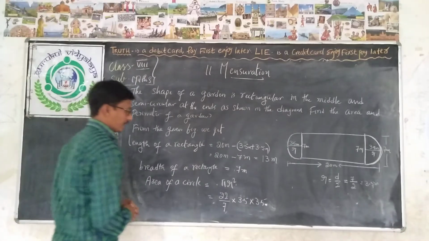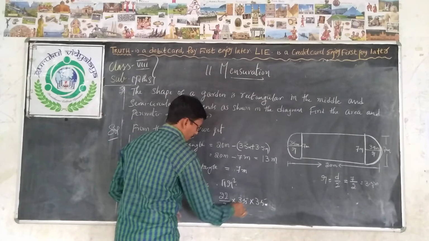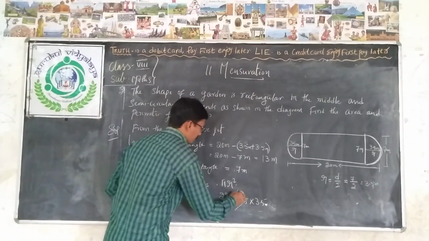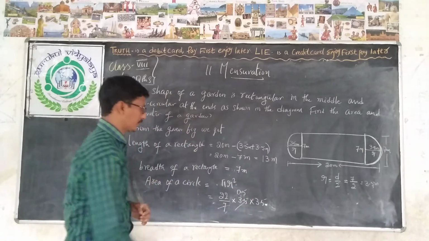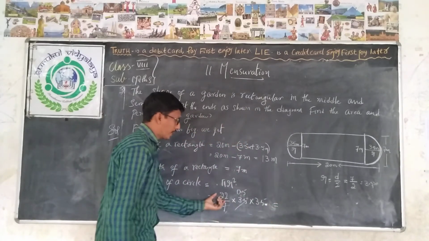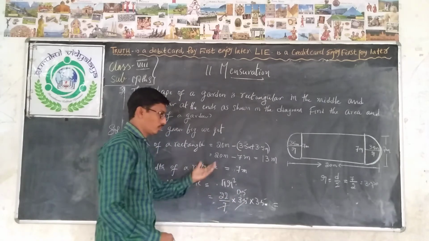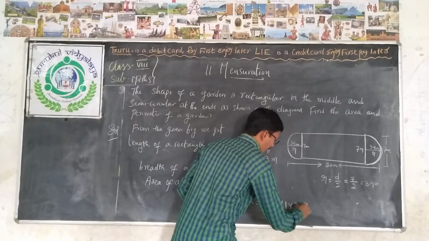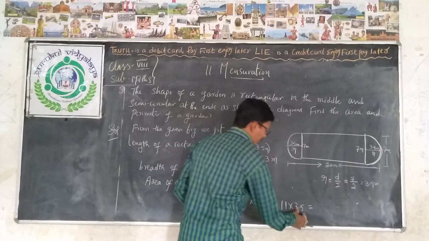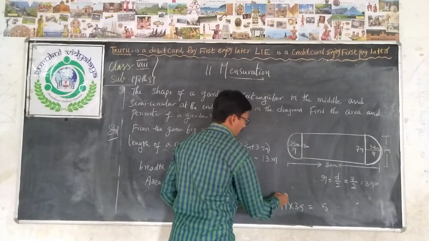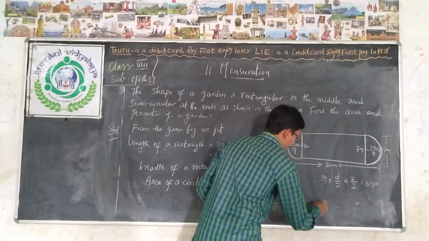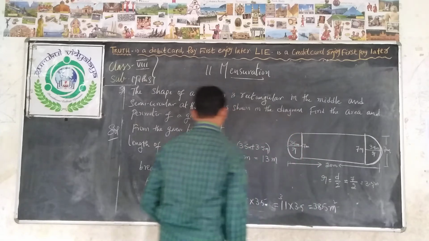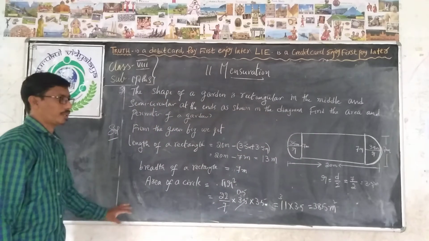See, children, 35 is how many times the 7 table? Actually 35 is 5 times, but here 3.5, that means 0.5 times. Here the multiplication is very easy. So that is equal to 22 into 0.5, that is half, 11. 11 into 3.5: 35 ones are 35, plus 3, 38, and keep the point. 38.5 square meters. The area of the circle is 38.5 square meters.